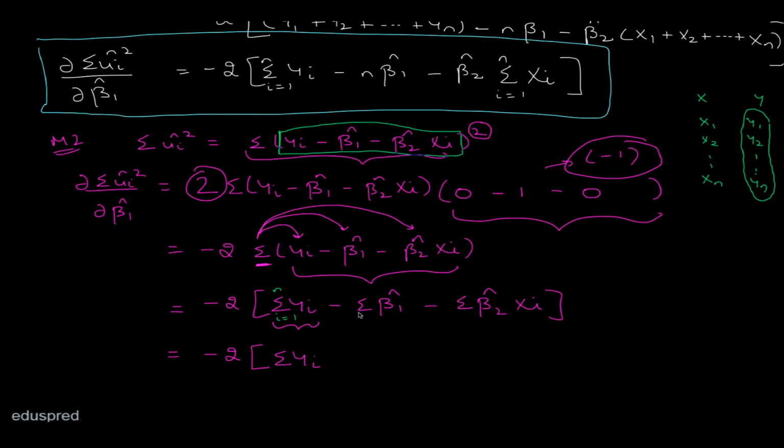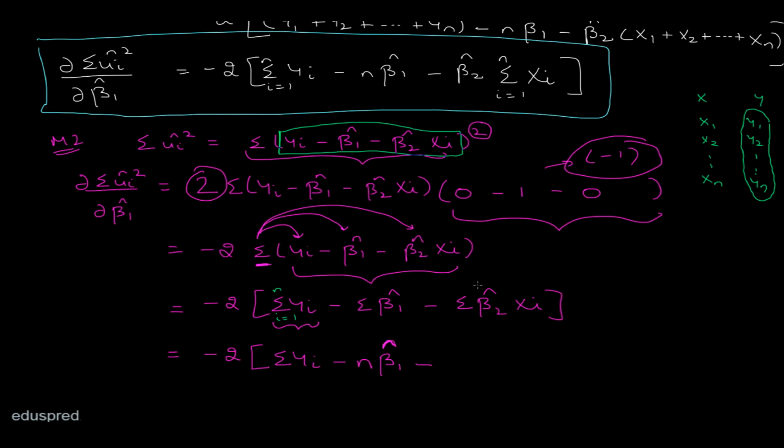Note that we are doing this exercise for a particular sample, and when you do the minimization exercise for a particular sample, you're going to get only one line of best fit. That means beta 1 hat is a particular constant. And when you sum a constant n times, you can write n multiplied by that constant. So instead of writing summation of beta 1 hat, I'm going to write n multiplied by beta 1 hat. Okay, so this is a more sensible way of writing it.